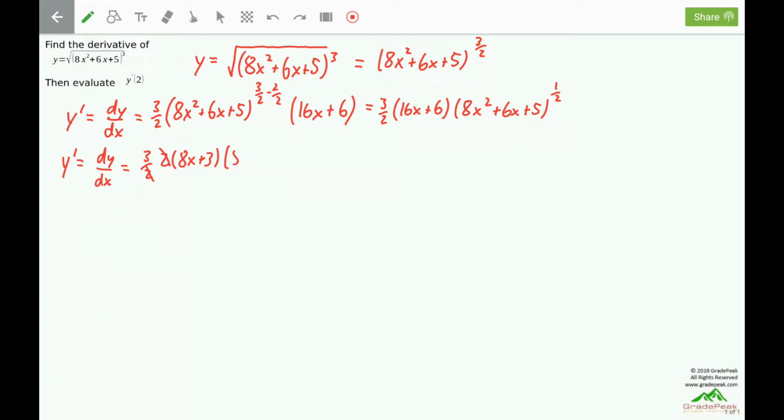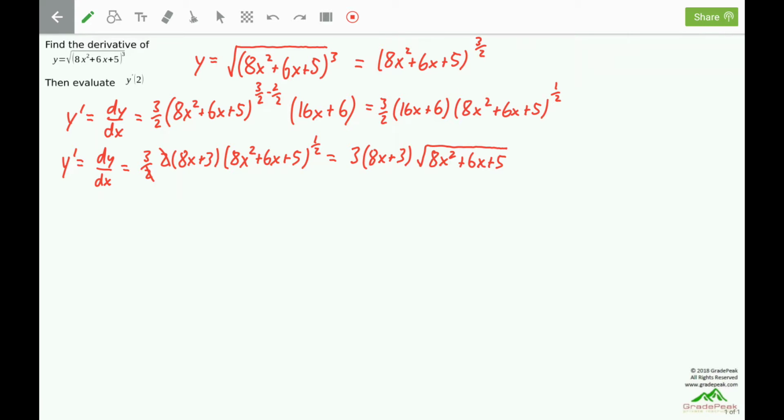And then we have 8x squared plus 6x plus 5, all raised to the 1/2 power. So we have 3 times 8x plus 3. And then 1/2 power means first power and square root. So square root of that entire expression, 8x squared plus 6x plus 5. So there's our derivative, y prime, or dy dx.